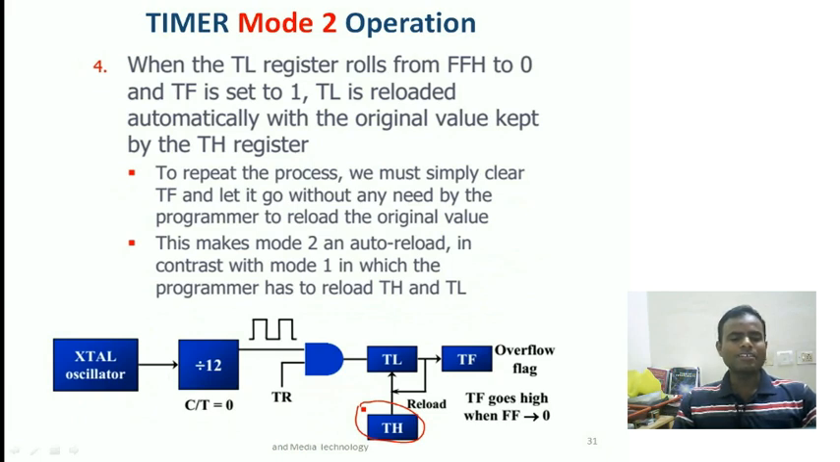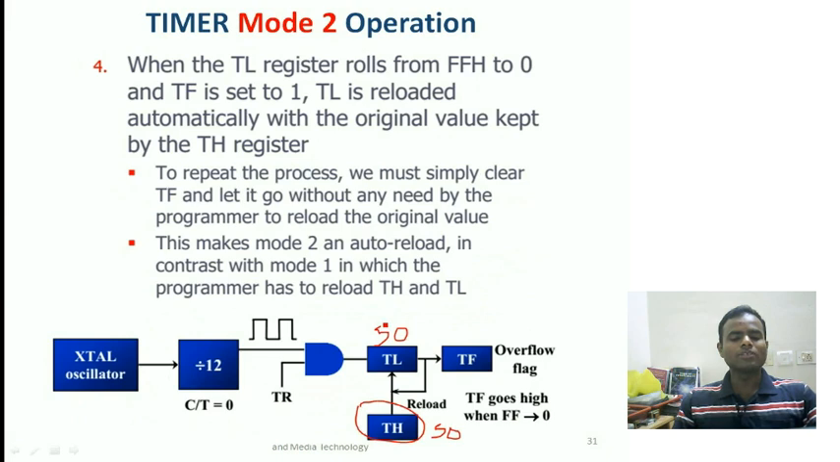So TH is the register into which you load an 8-bit value. For example, if you load TH with the value 50, let's assume this is decimal 50, then automatically when your timer run bit is set in mode 2, your TH will copy this value into the TL register. Once it copies this value into TL, the timer starts counting from 50 up to the maximum value of FF.